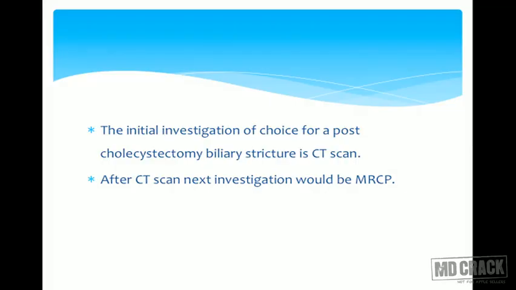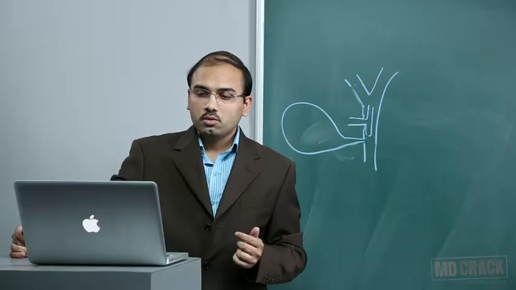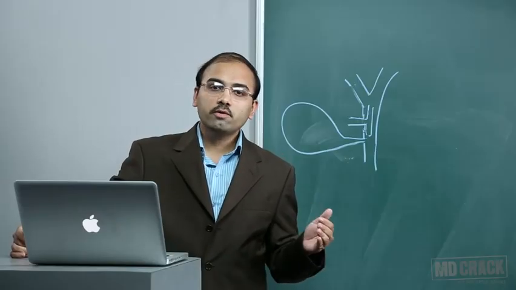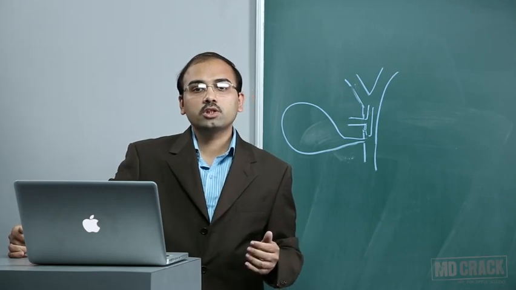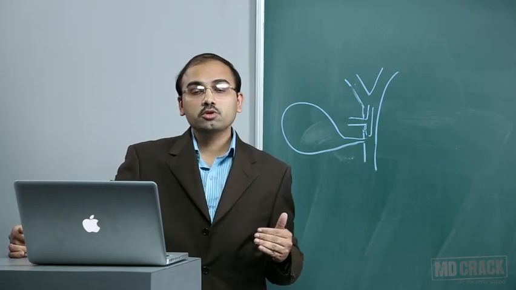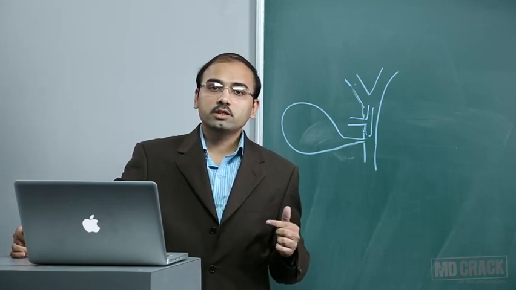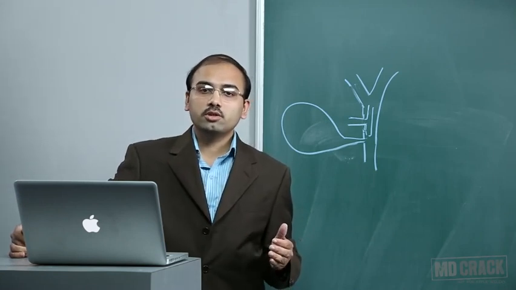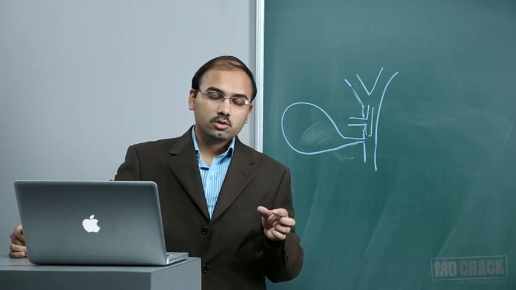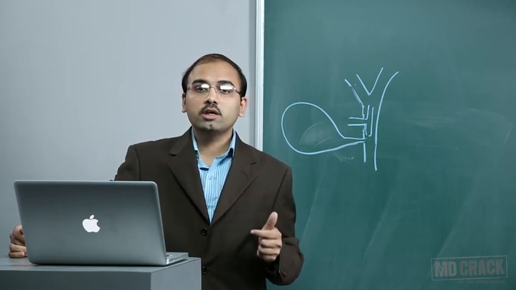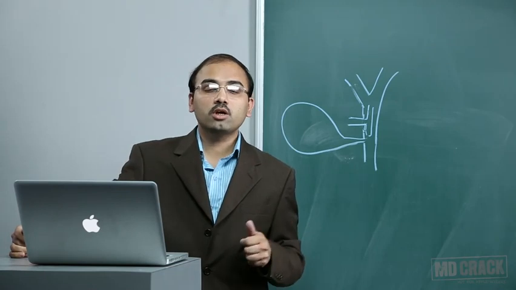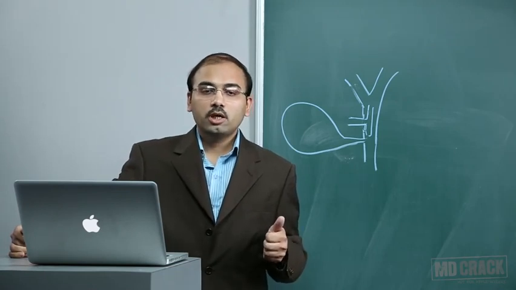So the initial investigation of choice for a post-cholecystectomy biliary stricture is CT scan. So if the patient presents to you in a delayed form as a biliary stricture, the most commonly done investigation should be CT scan. Why is it CT scan and not another investigation? Because CT scan will give you information regarding any vascular injury which is seen along with the bile duct injury.